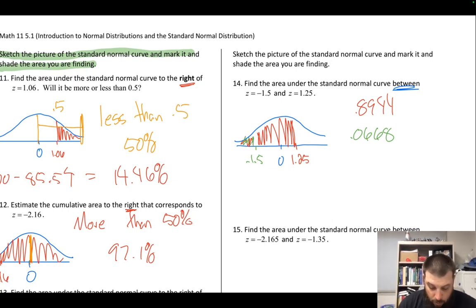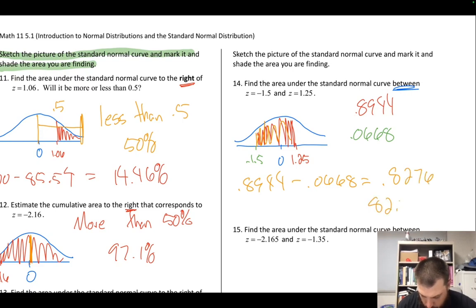Well, that first part, that red, if we could just figure out what that is, well, we can do that because that overlap red, which goes into the green, if I subtract that green amount, that subtracts and leaves us with just that. So to find this in between, 0.8944 minus 0.0668, which gives us 0.8276, or 82.76% between those two.